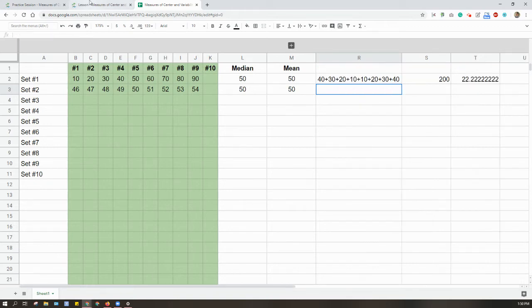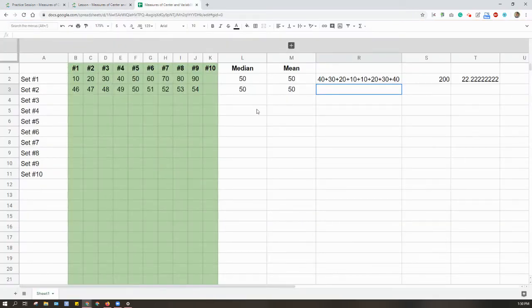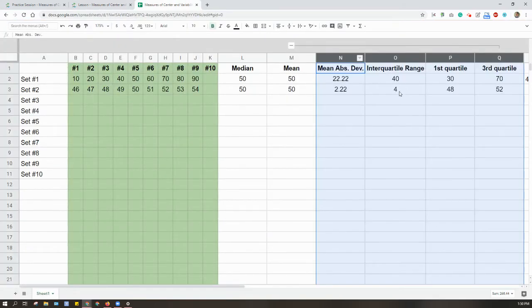What is the other measure of variability? It is the interquartile range. The interquartile range is the difference between the upper and lower quartiles. It measures spread. The interquartile range is a measure of variability. So what is the upper and lower quartile? What's the distance between them?